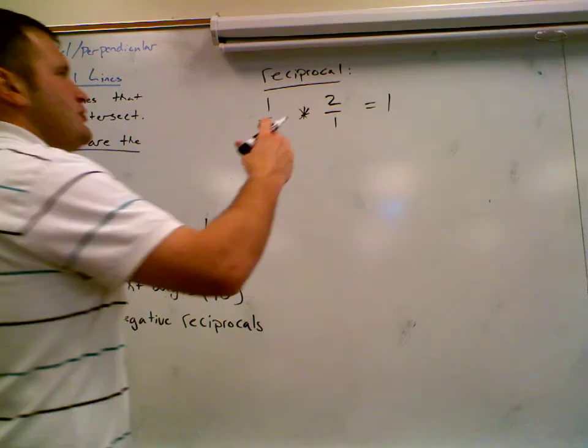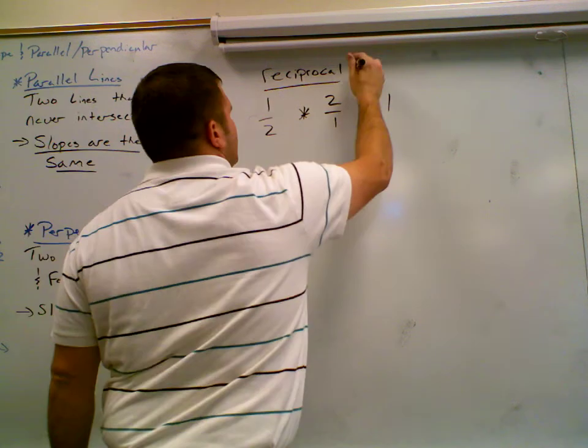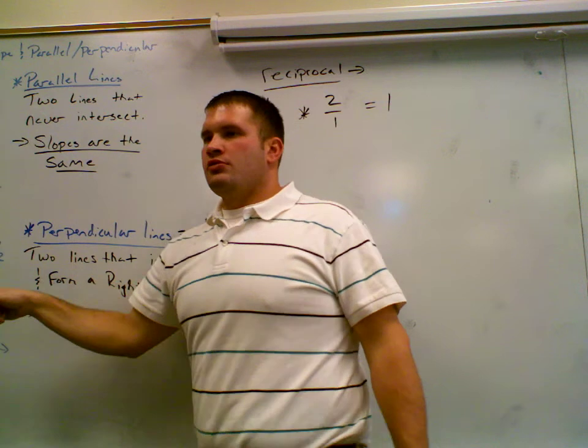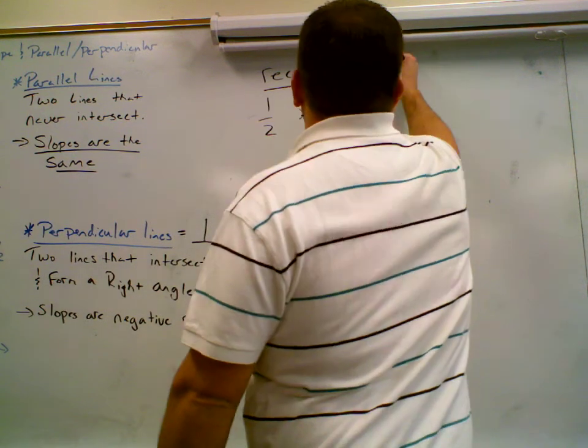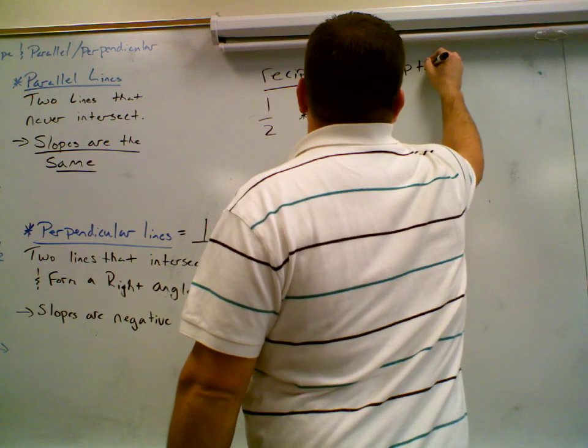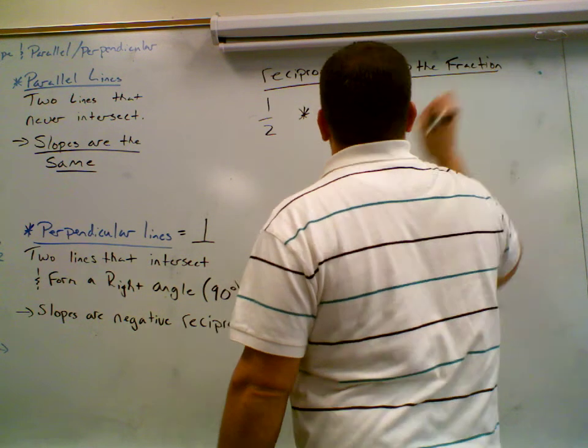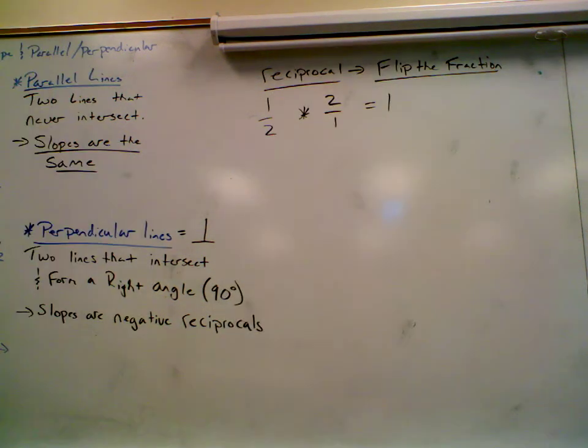So to find reciprocals, what do we do with our fractions? If I have a fraction, what do I do with it? Flip it. So we flip the fraction. And this is why I like you writing your slopes in fractions instead of decimals.